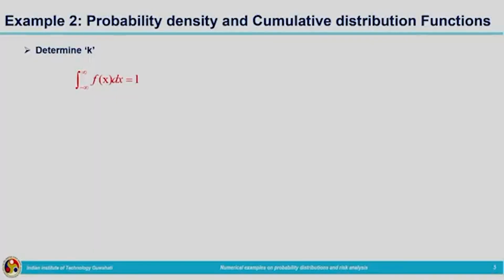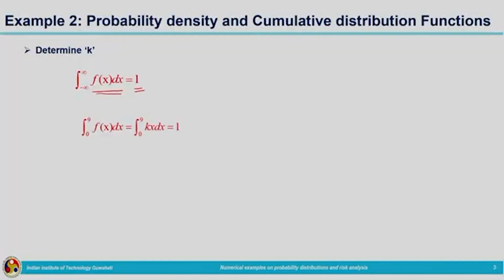From the theory of probability, we know that the integral from minus infinity to plus infinity of f of x dx equals 1. This is for a continuous random variable. If we integrate the probability density function within the limits minus infinity to plus infinity, it should equal 1. That is the law of total probability. So, here we can substitute f of x equal to kx and integrate within the range 0 to 9. It is given in the question that the PDF f of x equal to kx is valid for x within the range of 0 to 9.